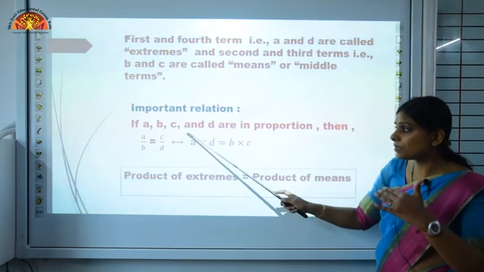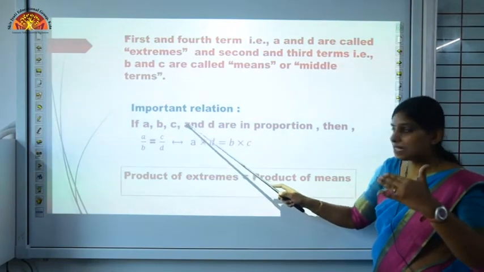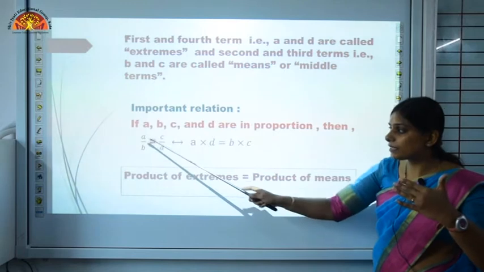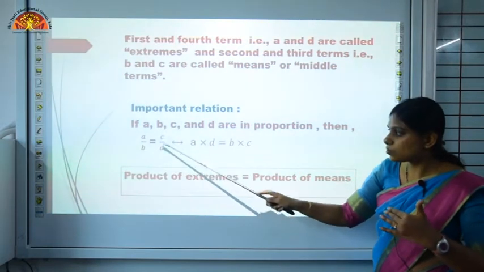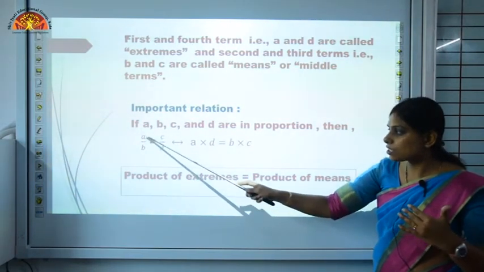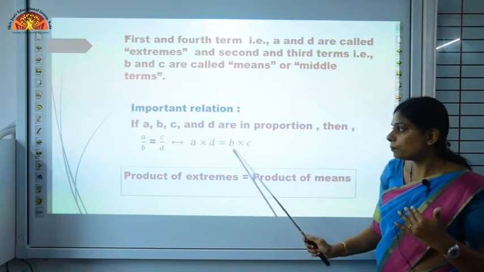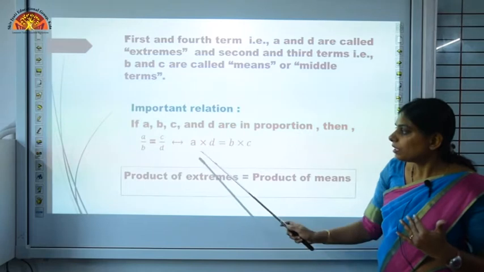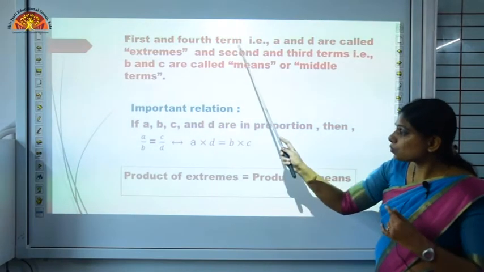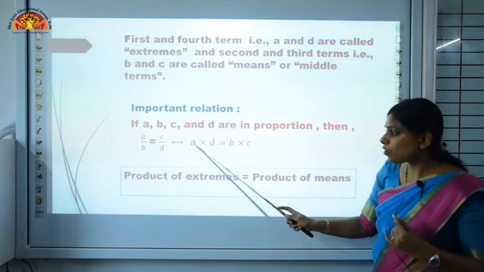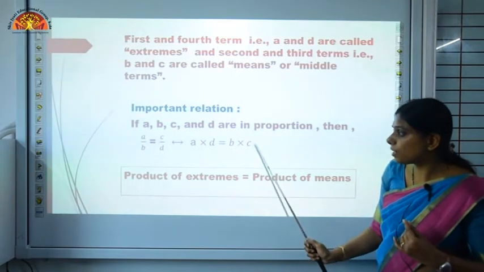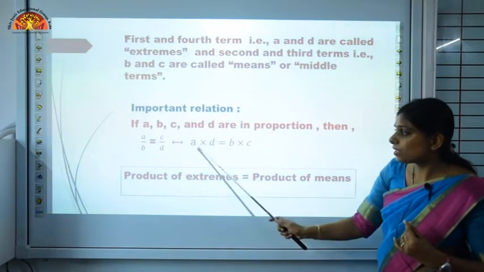If there are four terms, that is A, B, C and D, so we can write it as A upon B equals C upon D, and we can just cross multiply it. That is A into D equals B into C. First of all, as it is being told, the first and the fourth terms are known as the extremes. तो ये क्या होता है?